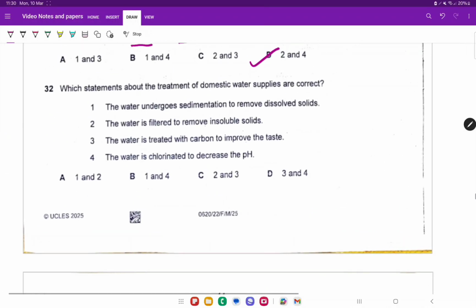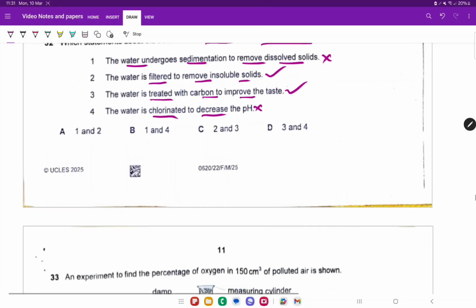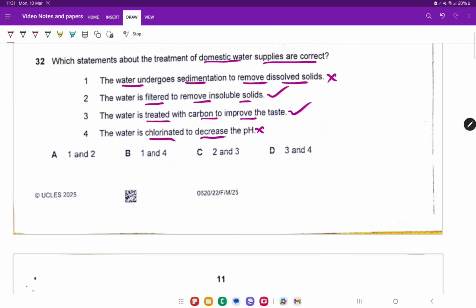Next, question number 32. Which statements about the treatment of domestic water supplies are correct? The water undergoes sedimentation to remove dissolved solids. No. Water is filtered to remove insoluble solids. Yes, correct. The water is treated with carbon to improve the taste. Yes, carbon can remove some soluble impurities that can improve the taste. Water is chlorinated to decrease pH. No. Water is chlorinated to act as an antimicrobial, to kill the microbes. The two correct options are 2 and 3. Answer is C. 2 and 3 correct.